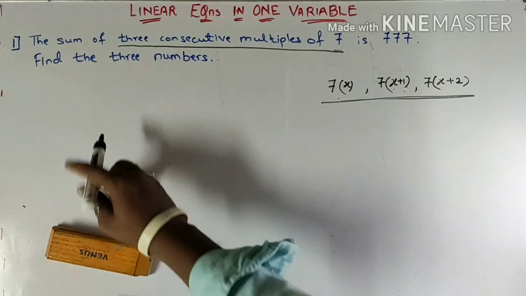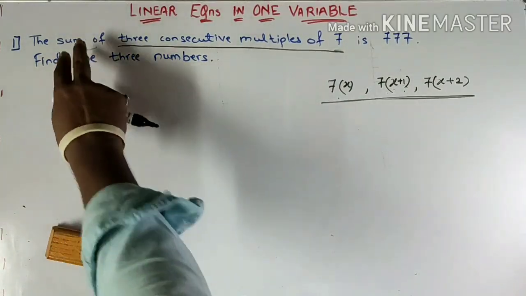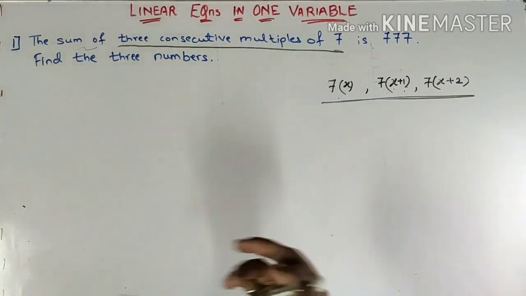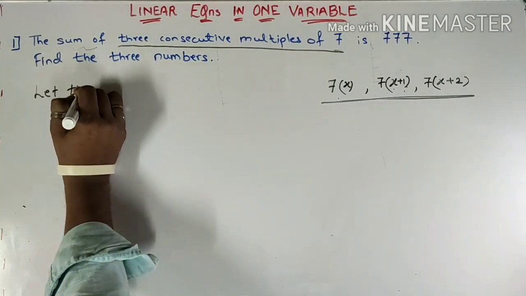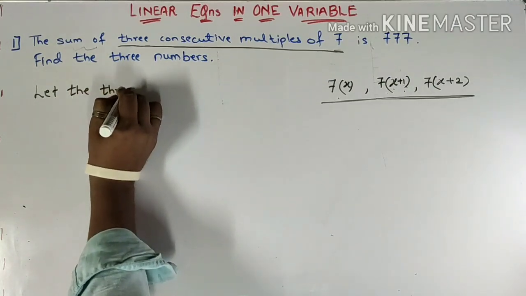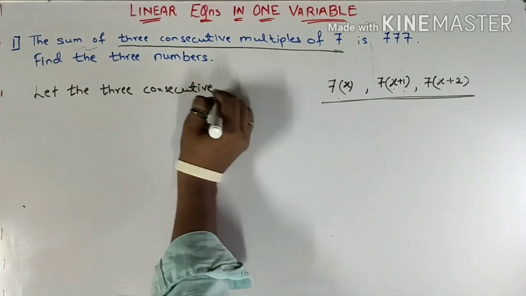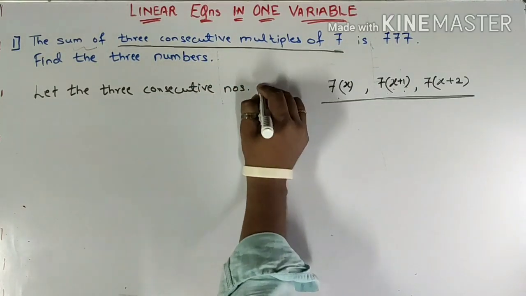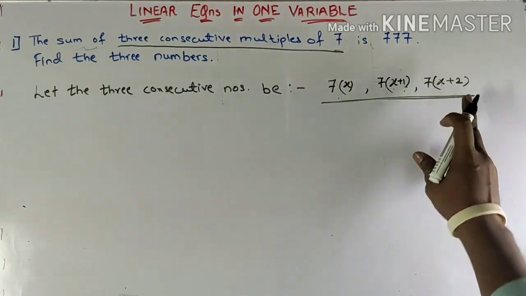Now what is the other condition given? The sum of these. So we have the three numbers. Let the three consecutive numbers be 7x, 7 into x plus 1, 7 into x plus 2.